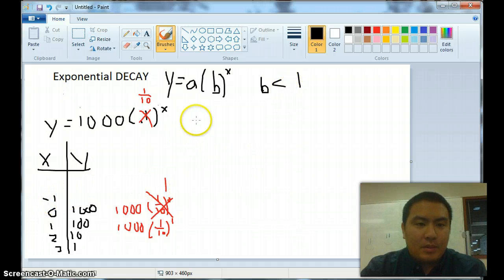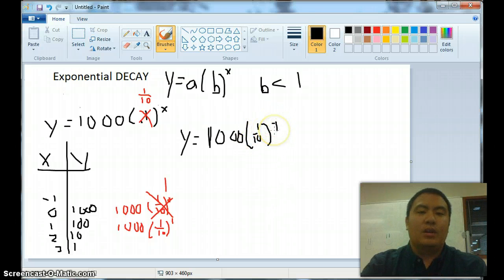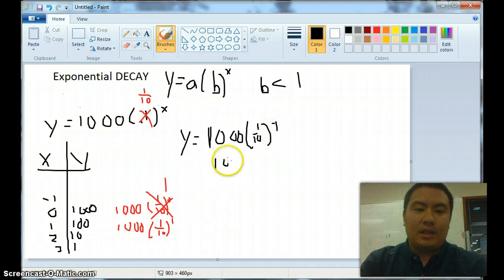Well, to do it mathematically, I'll do it first. It would be y is equal to 1,000 times 1/10 to the -1. Now any fraction to a negative, or anything to a negative power, is going to flip. So this would be the same thing as 1,000 times 10 over 1 to the power of 1.